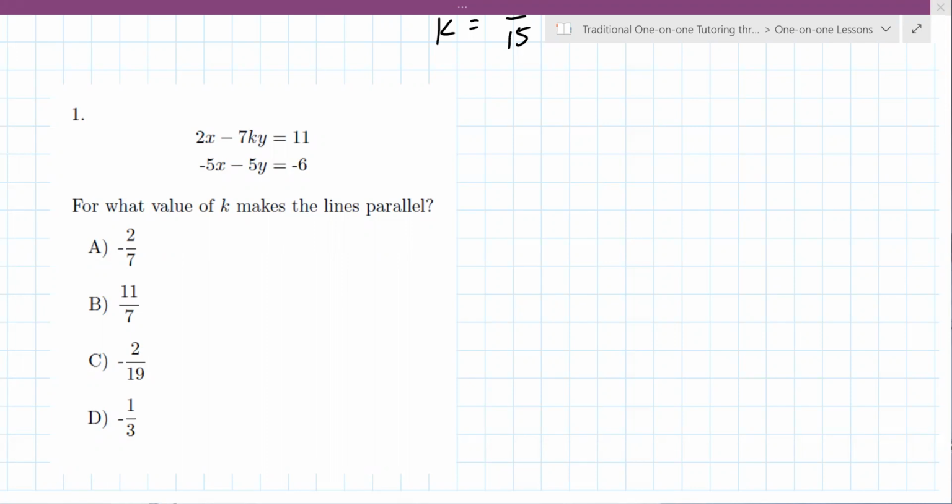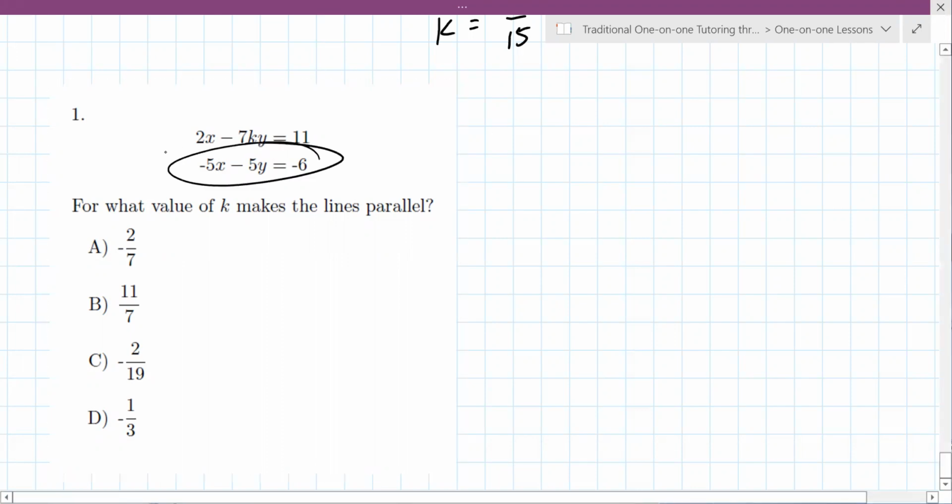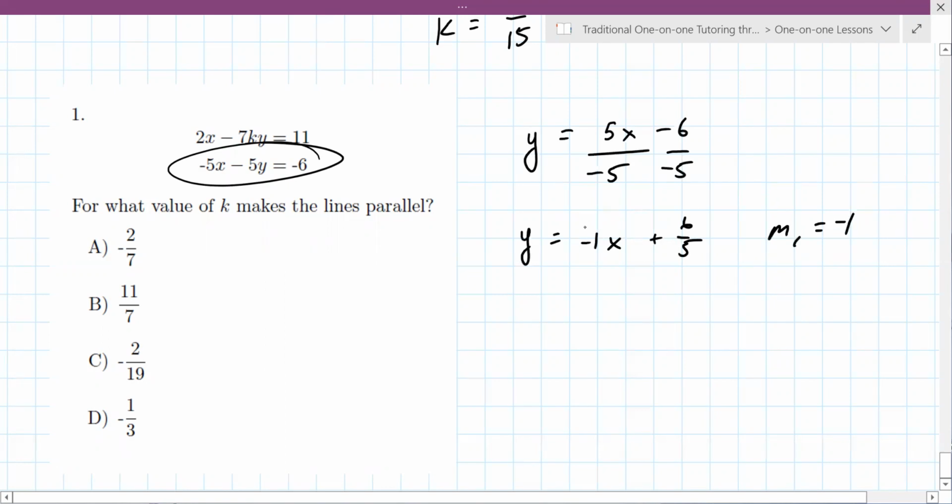How are you doing on this one? I think I did something wrong because I got -5 over 21. Okay, so let's do the second equation. If we solve that for y, you end up getting y equals 5x minus 6. Then you divide each of those by -5. So 5 over -5 is -1x. And then the other one you actually don't care about. So the slope for the first one is -1.